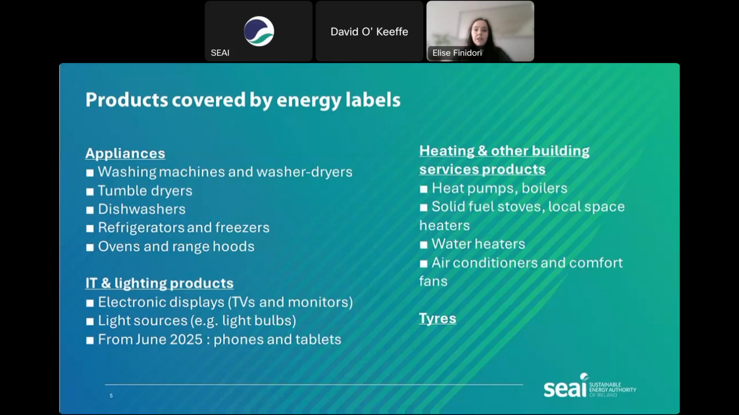Other types of products, such as heating and building services products, also bear an energy label, such as heat pumps, boilers, solid fuel stoves, local space heaters, water heaters, including electric showers, and air conditioners and comfort fans. The last category of products that have a label are tires, and my colleague Dave will go a bit more in depth into it in a few minutes for this product category.